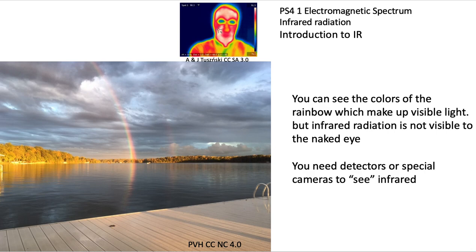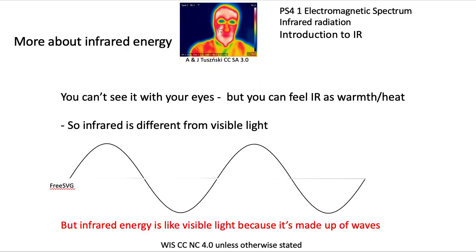And you can see colours of the rainbow. You need moisture, raindrops, to be able to split the white light, the visible light, into the colours of the rainbow. And indeed, infrared will be to the side of the red, but you cannot see it with your eyes. But you can feel infrared as warmth.